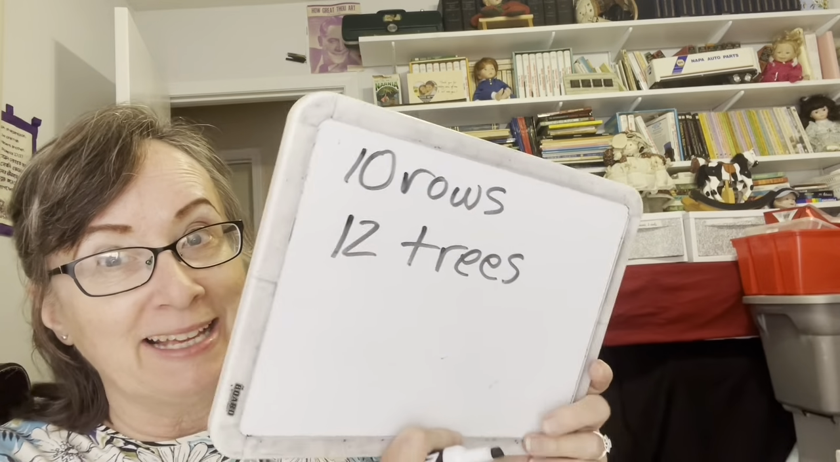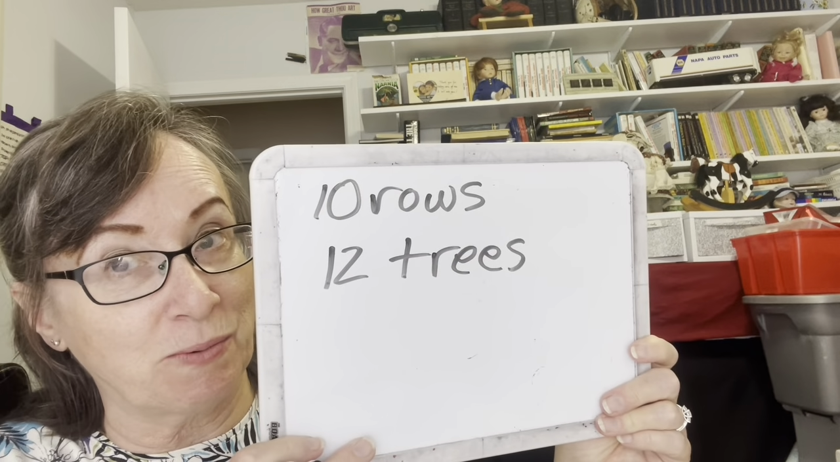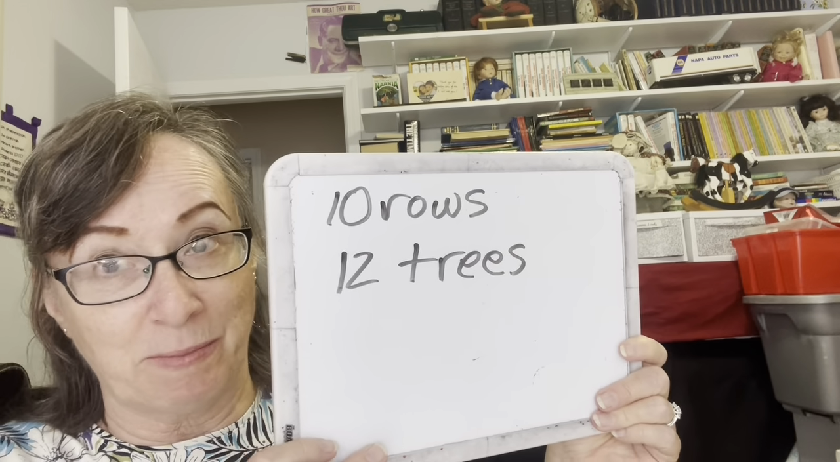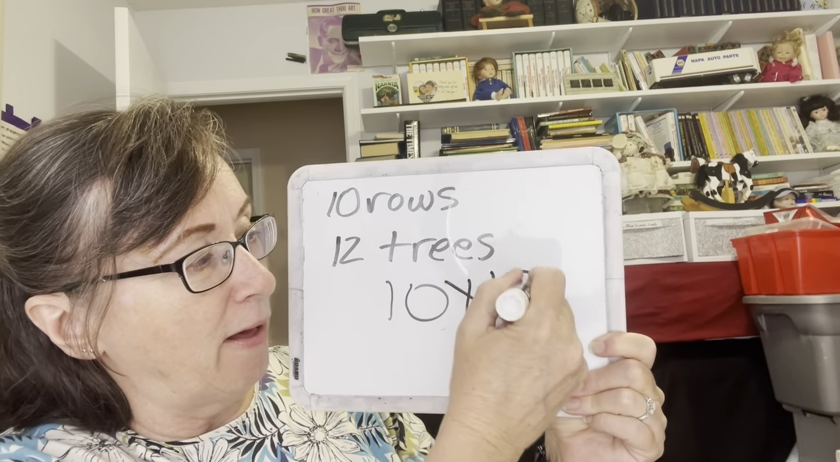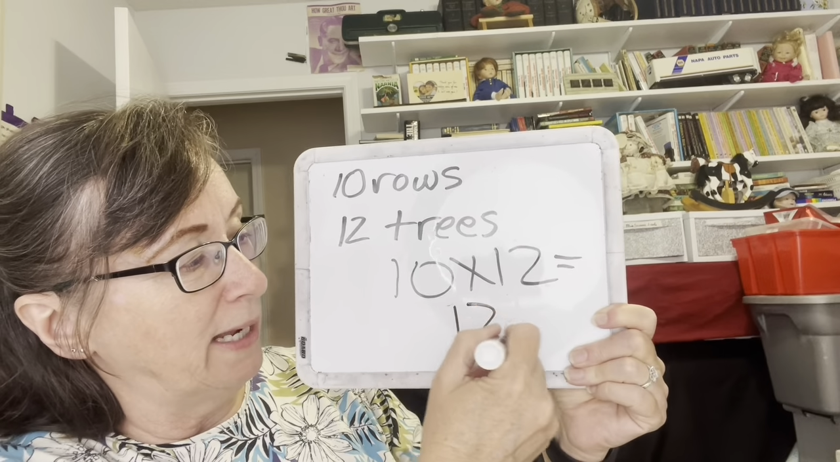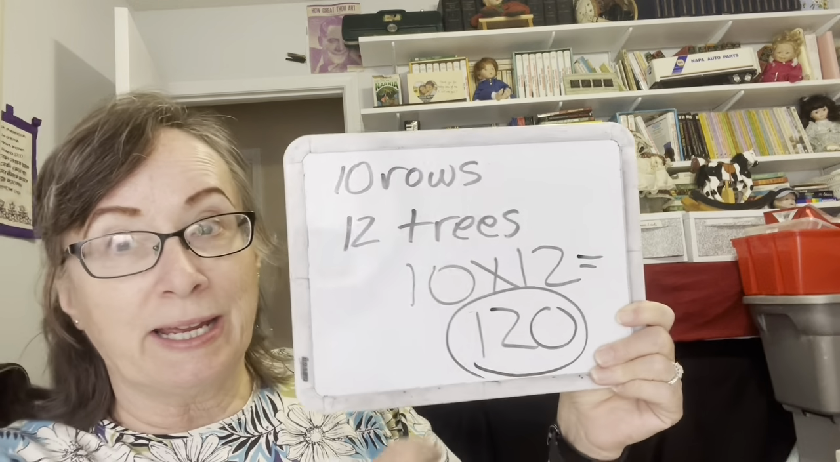Number 1 says, in the orchard there were 10 rows with 12 trees in each row. How many trees were in the orchard? Okay, so if we have 10 rows and 12 trees in each row, isn't that multiplication? We're going to have 10 times 12 equals 120 trees in the orchard. That cat. My goodness.